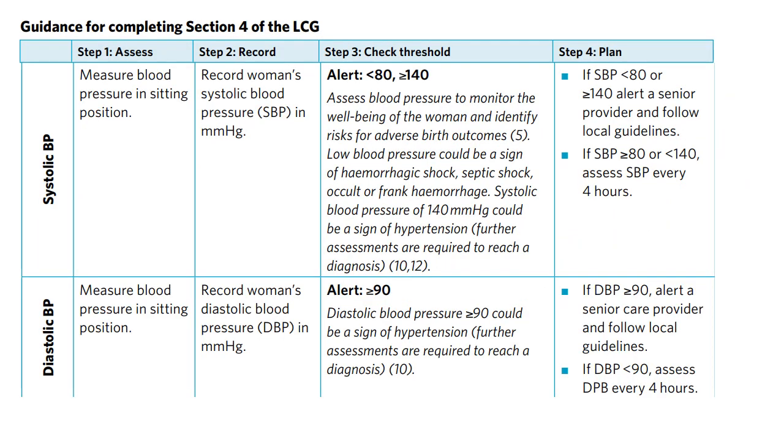The systolic and diastolic blood pressure is noted in actual measurement and the alert levels are also recorded. Blood pressure is measured with any accurate recording device available. If the systolic blood pressure is less than 80 or more than 120, a senior care provider should be contacted. Similarly, if the diastolic blood pressure is equal to or greater than 90, a senior care provider should be contacted and guidelines should be followed.